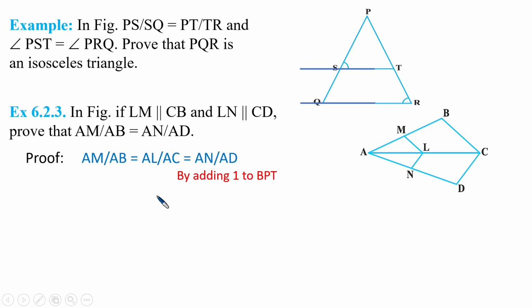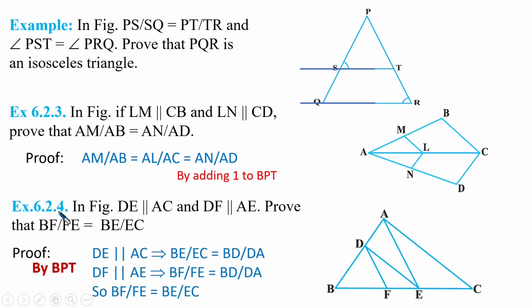I am doing it in short form because I am trying to provoke you to think. If I don't provoke you to think, then you will just keep reading and you will not understand the subject well. Now in 6.2.4, in the figure, DE is parallel to AC and DF is parallel to AE. This has been given. Then prove that BF by FE is equal to BE by EC. So how do you prove it?